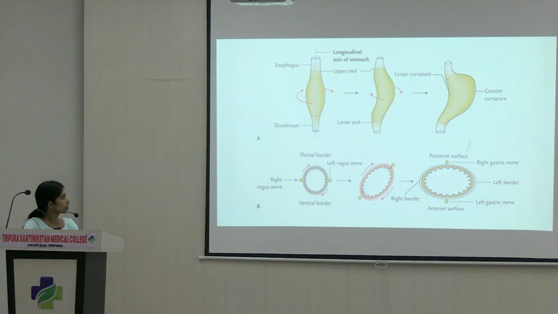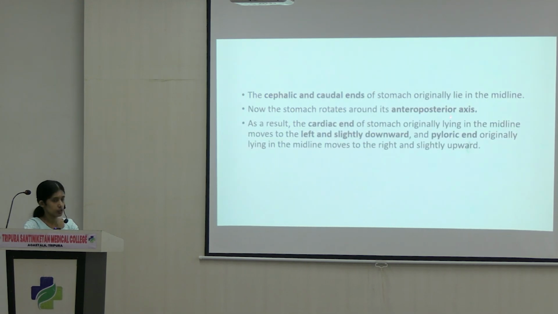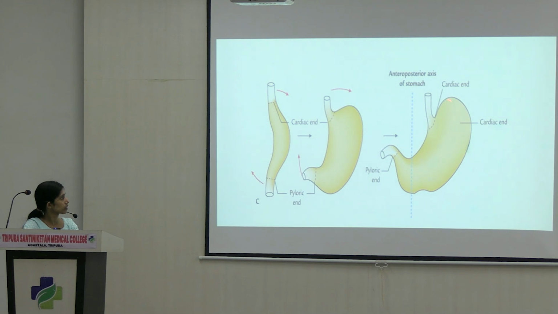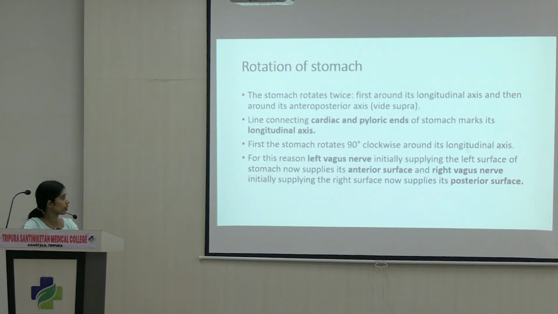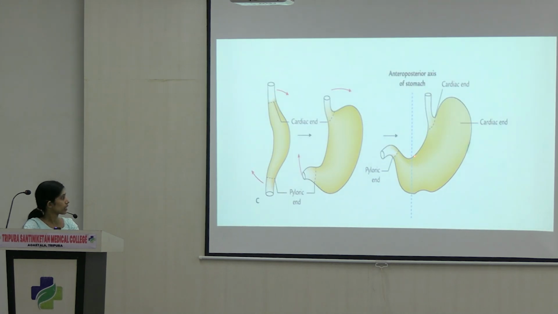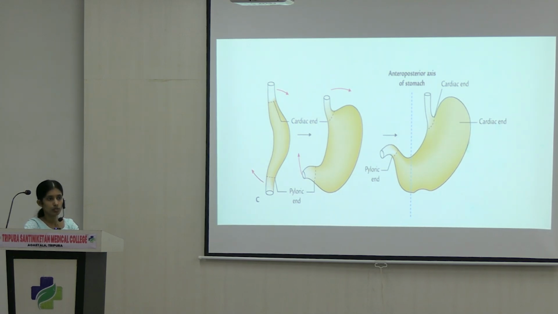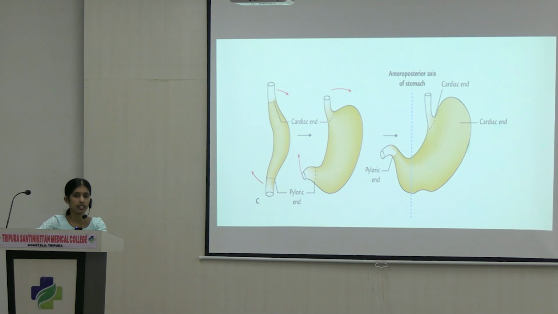After the antero-posterior axis rotation, the cardiac end is going to move from your midline to the left and slightly downward. You can see that. It has moved towards the left part and also a little downwards. And the pyloric end originally lying in the midline moved towards the right and slightly upward. Here, it has moved towards the right side and a little in the upward direction. Okay, these are the events that happen at the antero-posterior axis rotation.